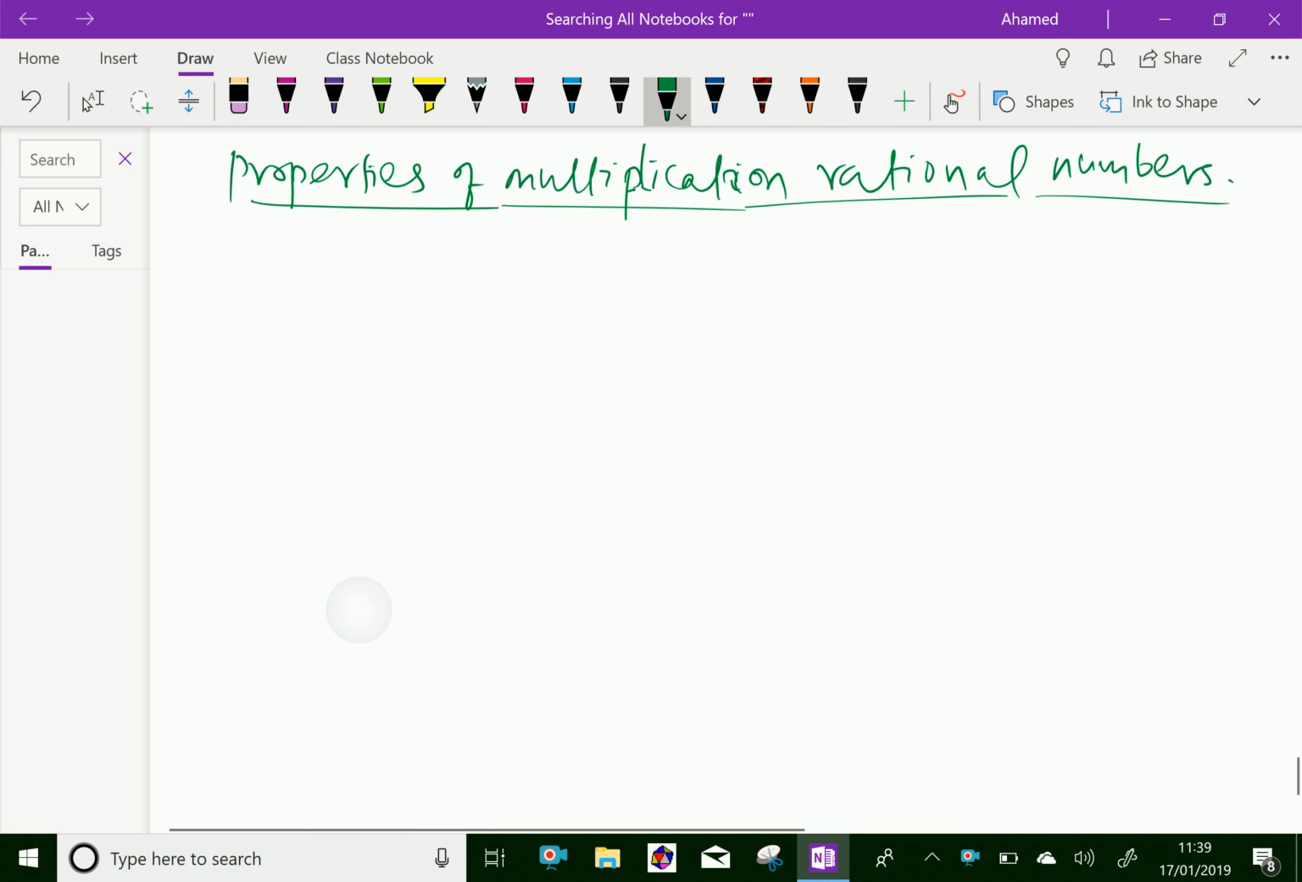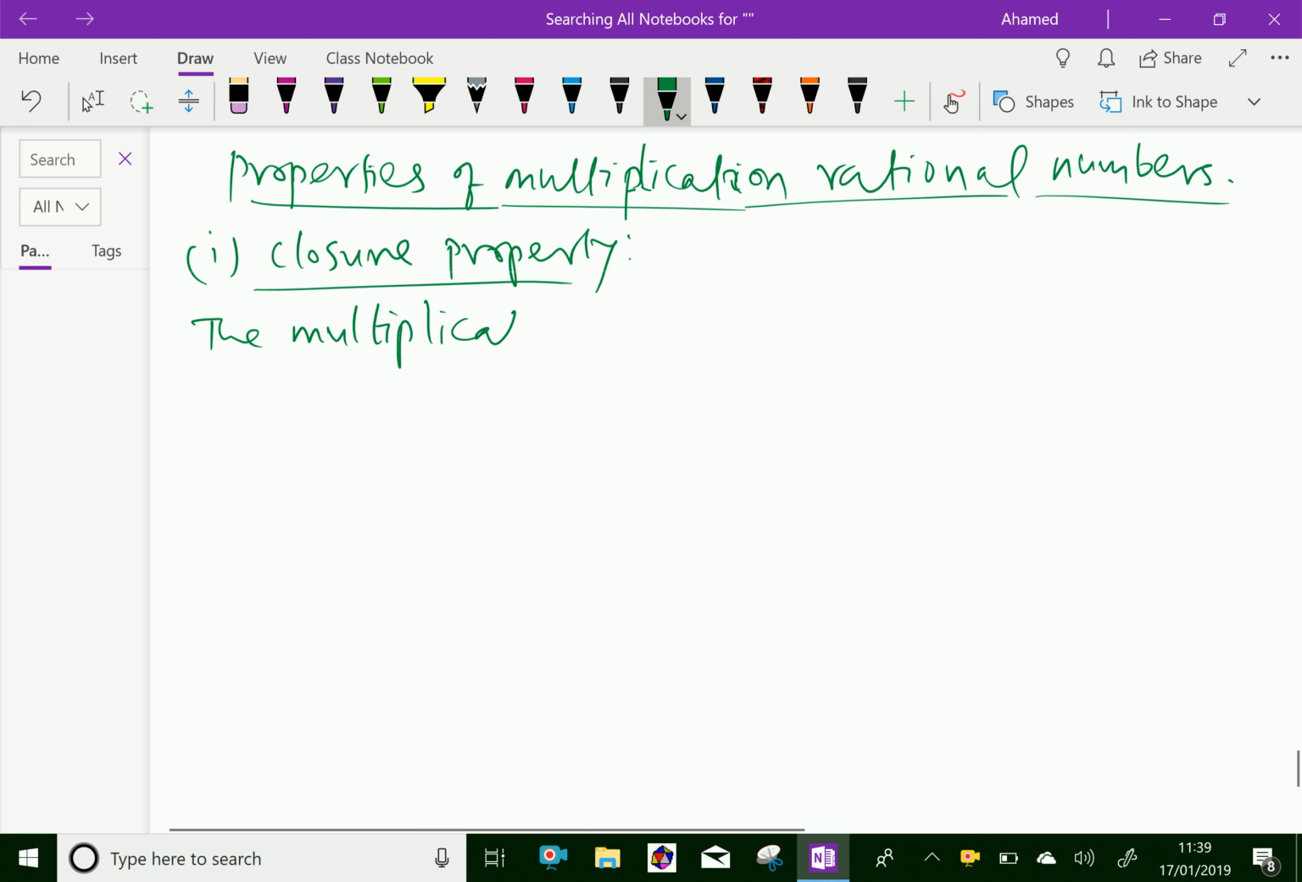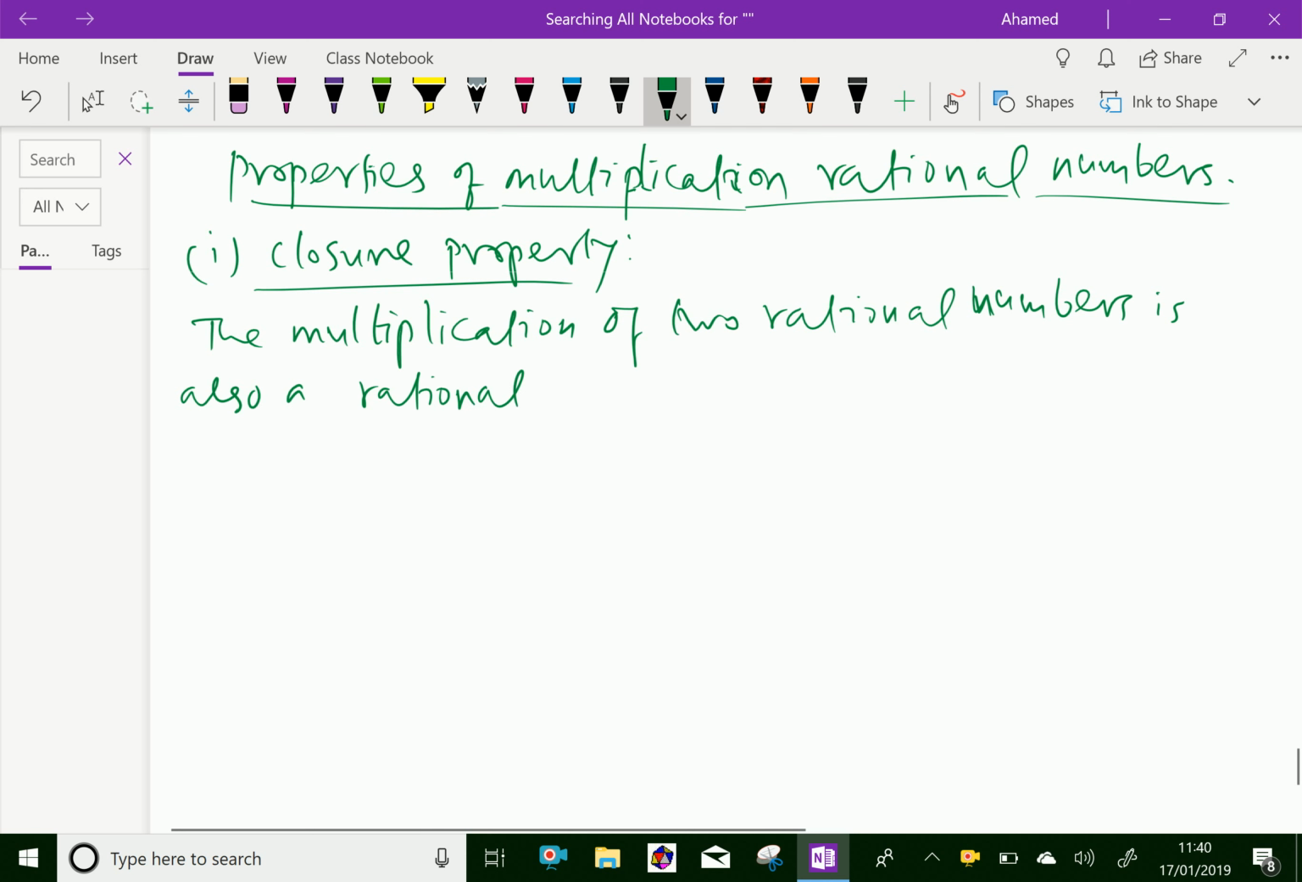Now, first one, closure property. The multiplication of two rational numbers is also a rational number. This is the closure property.